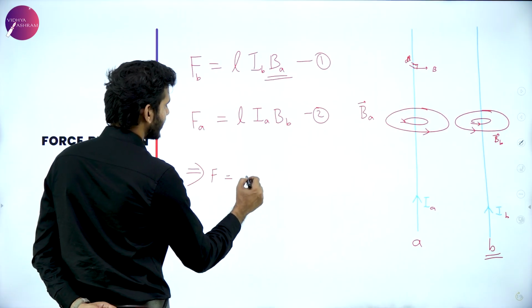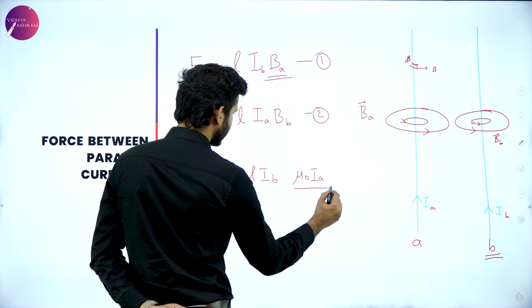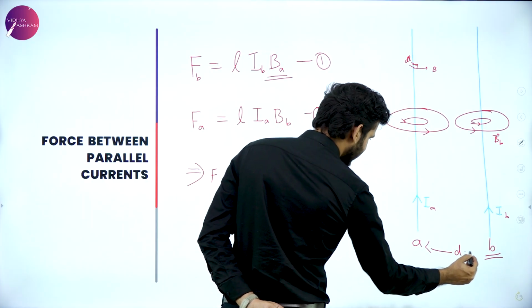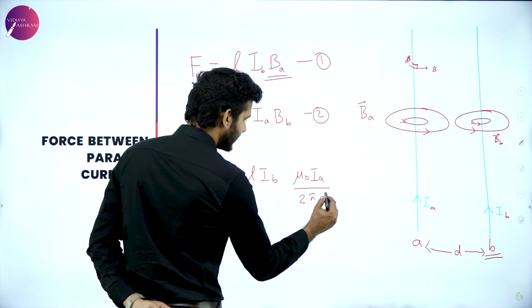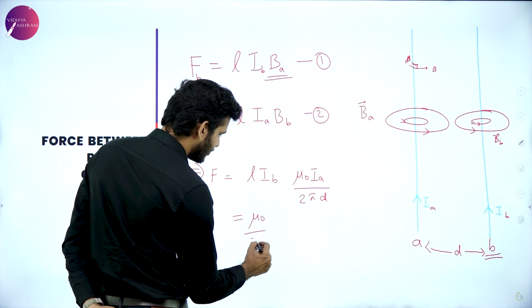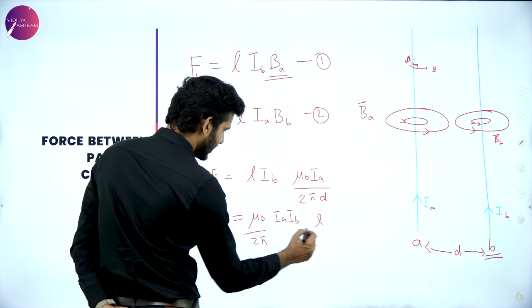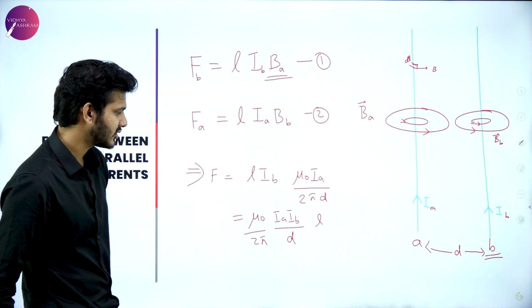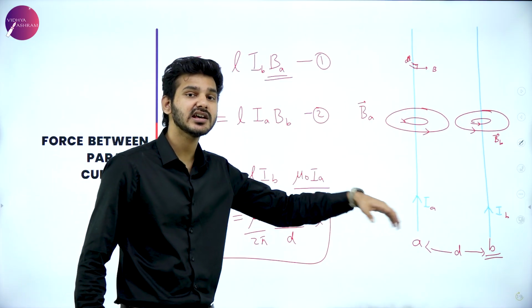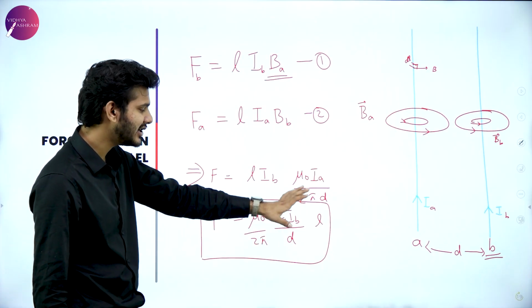Here we are going to substitute that equation in this formula, which means I can write F = L into IB into mu naught IA divided by 2 pi. Here r is the distance between these two wires, so let's call it D. Then I can say 2 pi D. Rearranging this equation, I can write it as mu naught by 2 pi into IA into IB into L divided by D. This will be the force experienced by a wire kept near another parallel wire carrying an electric current. So the force will be equal to mu naught by 2 pi into IA into IB divided by D into L.